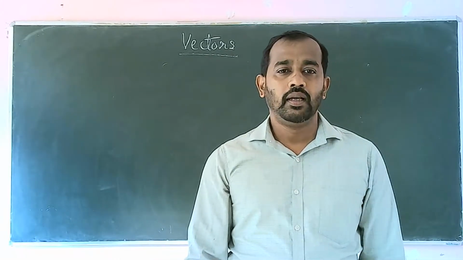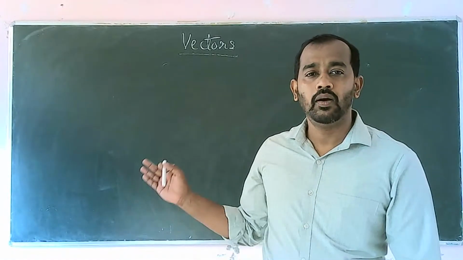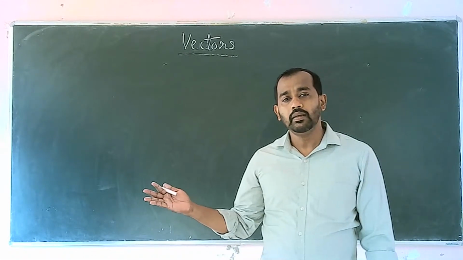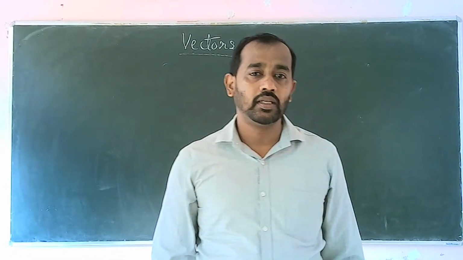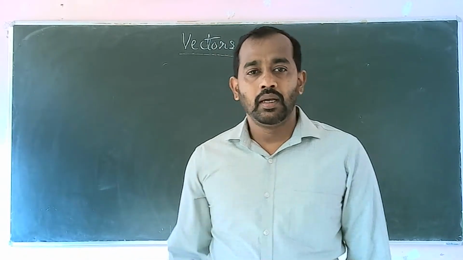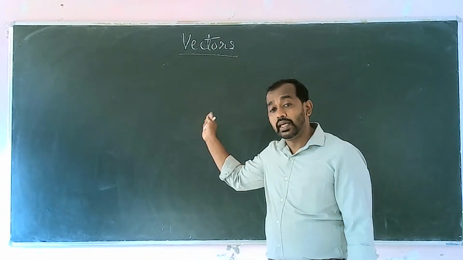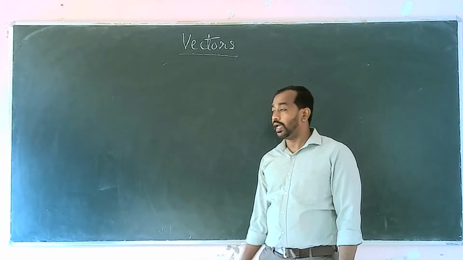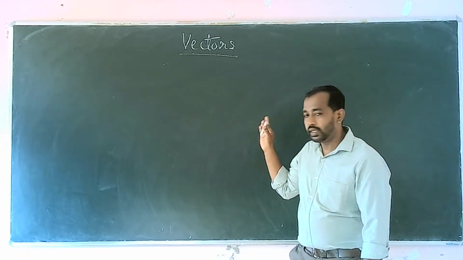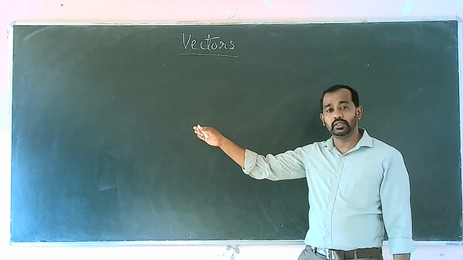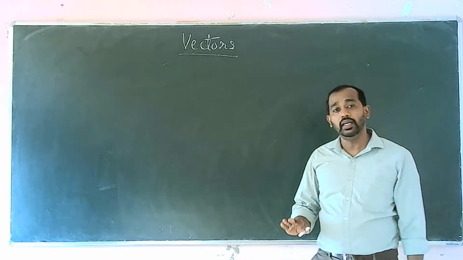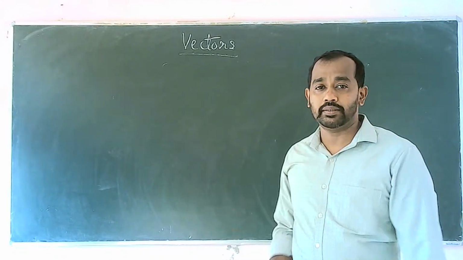Hello students. Now we are continuing the study on vectors. In the previous classes we have discussed how to add and subtract vectors. While using addition or subtraction, we have used both the graphical method and also how to find the resultant magnitude and resultant direction of the addition of two vectors.